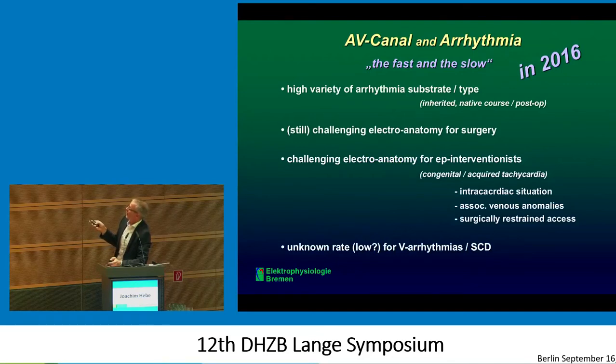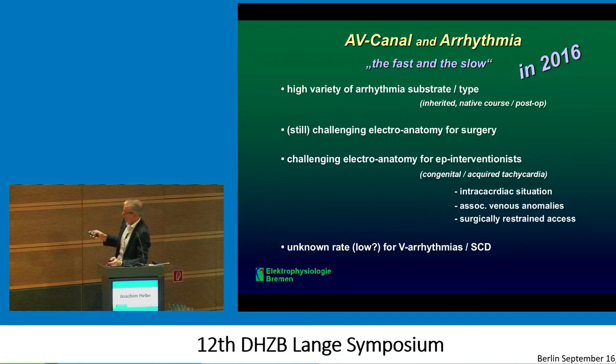So in summary, the fast and the slow in 2016, we know we have a high variety of arrhythmia substrates in these patients, inherited, native cause, or postoperative. Still, it is challenging electroanatomy for surgeons as well as for interventionists like us. We have very often a complex intracardiac electroanatomic situation.